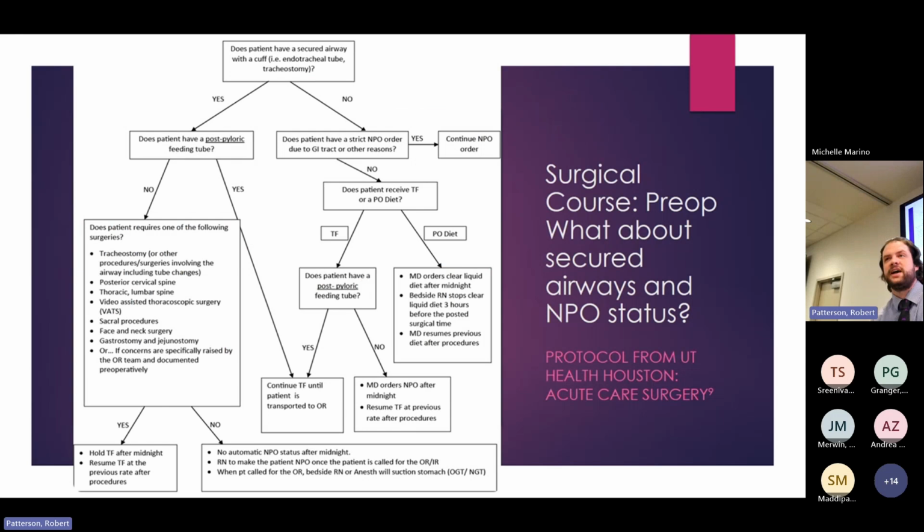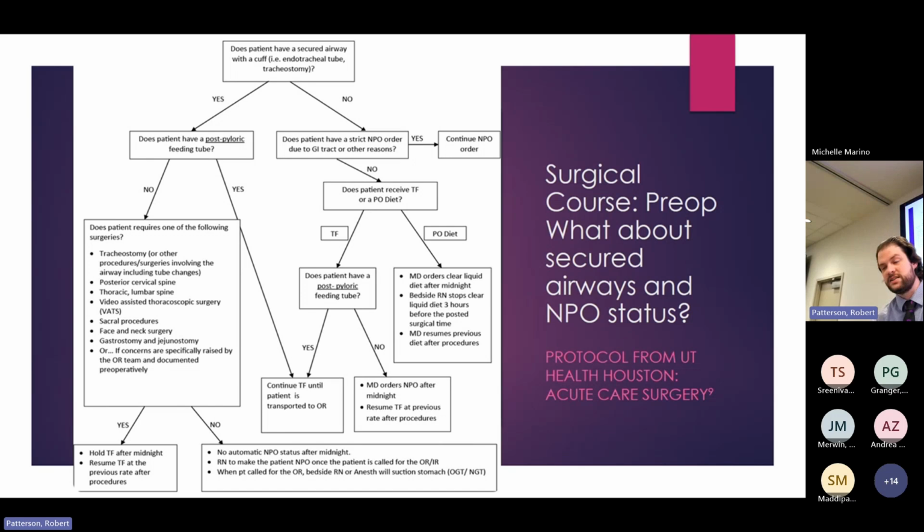And then one of the other questions I had was, what about patients with secure airways, and how do we manage their nutrition with that? There's actually no studies or official stances on this, which I was pretty impressed with. So what I had to do was take this protocol from UT Health Houston. The biggest emphasis was, as long as the patient had a post-pyloric tube feed, no matter what, you can continue their tube feeds up until they're about to be transported for surgery. Then you can turn the tube feeds off and suction whatever contents are left over via that tube.